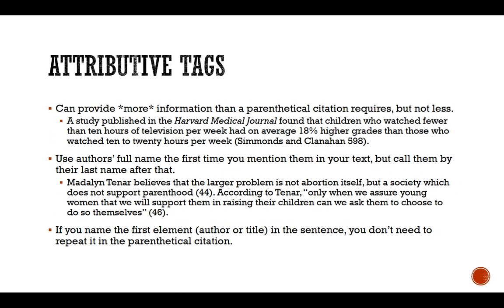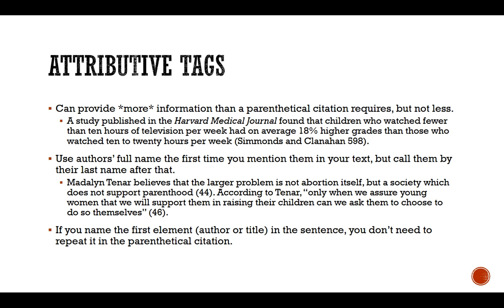Now, if you use attributive tags in your paper, so remember that is including a reference to the source that's within the sentence, it's not just at the end, you can give more information than you've provided in your parenthetical citation. So notice in our first example, we wanted to specify that the study was published in the Harvard Medical Journal. We think that's impressive. We want our readers to know that. So we've included that in our sentence, but we still have to give the author's last name at the end and the page number.